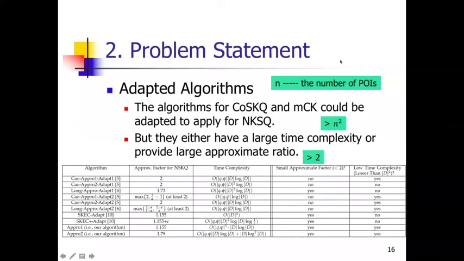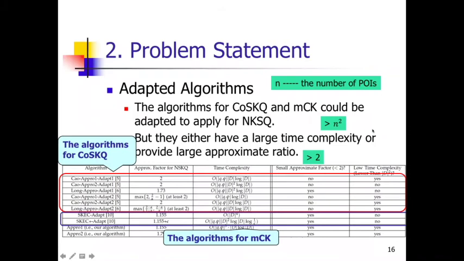So now let me show the comparison of our algorithm and baselines in terms of accuracy and the time complexities. In this table, a small n is the number of point entries. The algorithm in the red box was adapted from the algorithms for co-SQQ. And the algorithm in the blue box is adapted from the algorithms for MCK. As you can see in the table, they either have a very big time complexity, which is larger than n squared, or a very large approximation ratio, which is larger than 2.